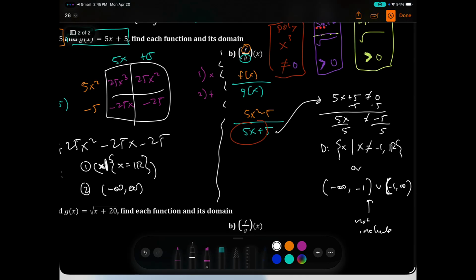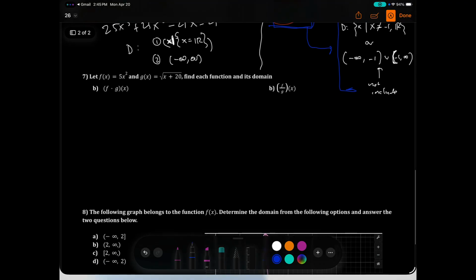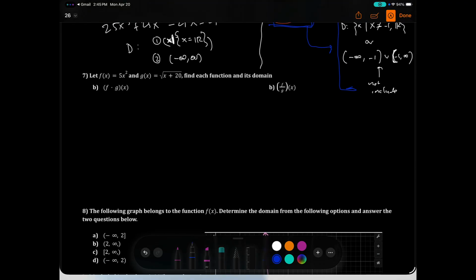Okay, so let's summarize. Our answer is here in dark blue, with the domain of either of these two. Okay? Okay, number 7. Same thing. I noticed that it is a closed circle, so I'm going to do f times g. Do you see the difference? It's a closed circle, so I'm just multiplying those. 5x squared times the square root of x plus 20.